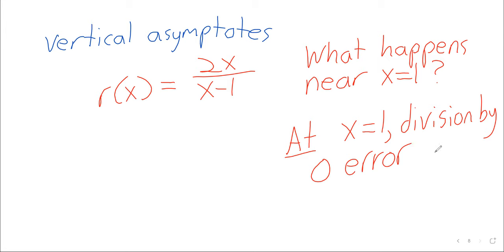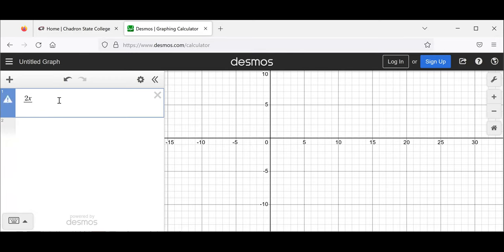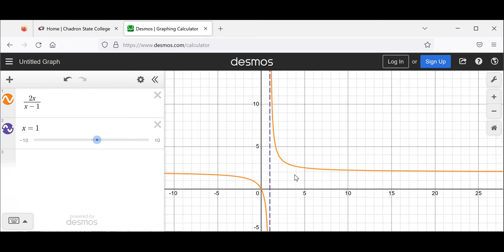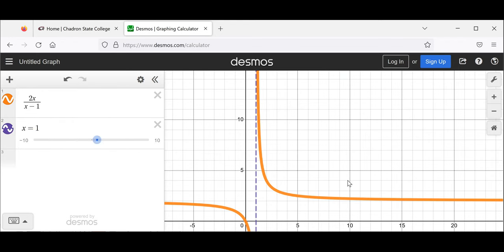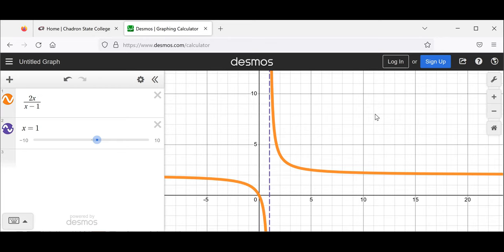Well, let's bring back Desmos. Clear out the detritus, 2x divided by x minus 1. Here is x equals 1. At x equals 1, this function is not defined. But we asked what happened as x gets close to it. And the answer appears to be, let me make this more visible by thickening that, that as x gets close to one, this curve sort of climbs up.